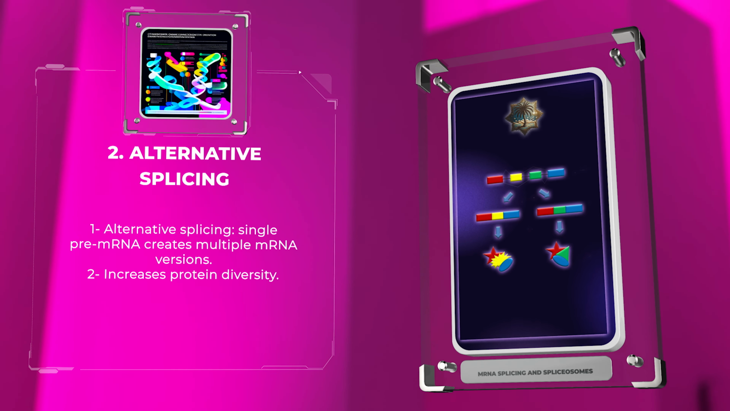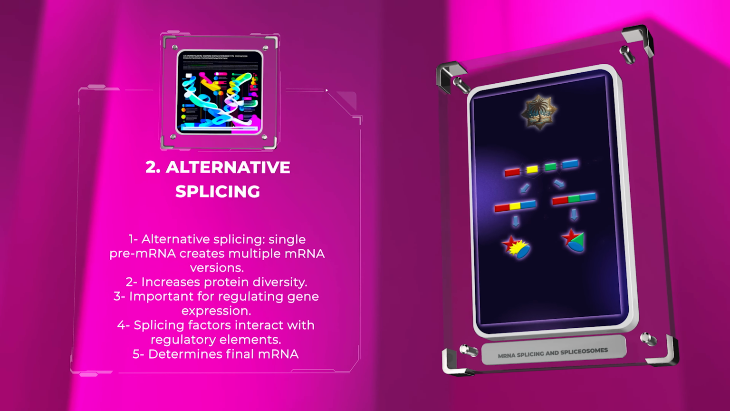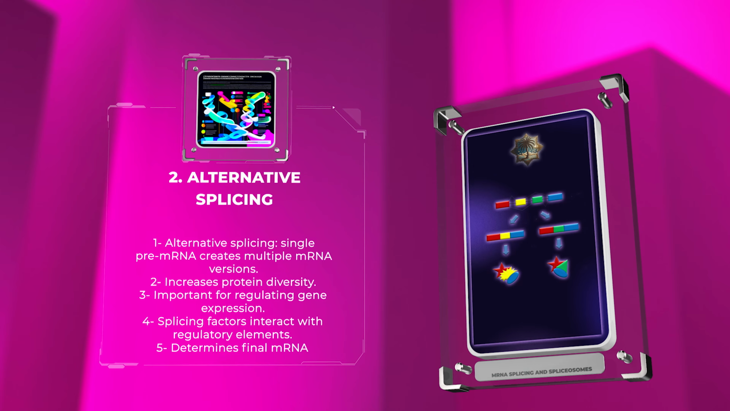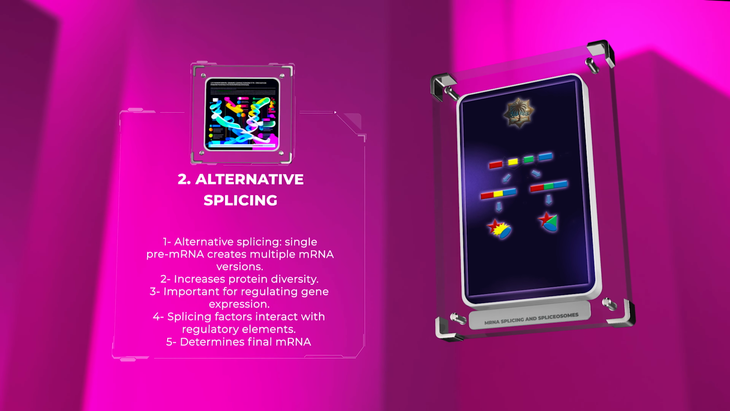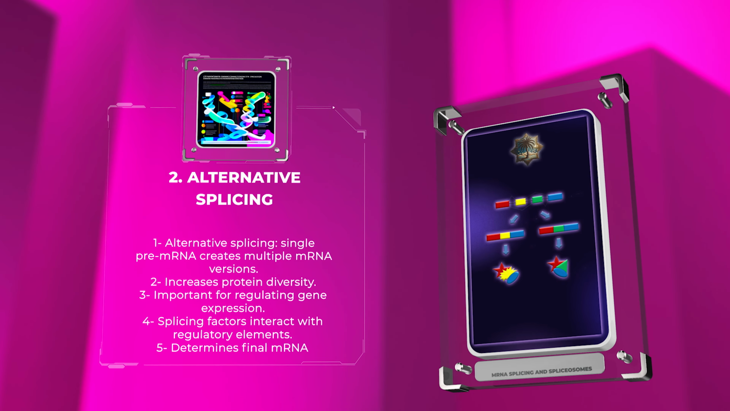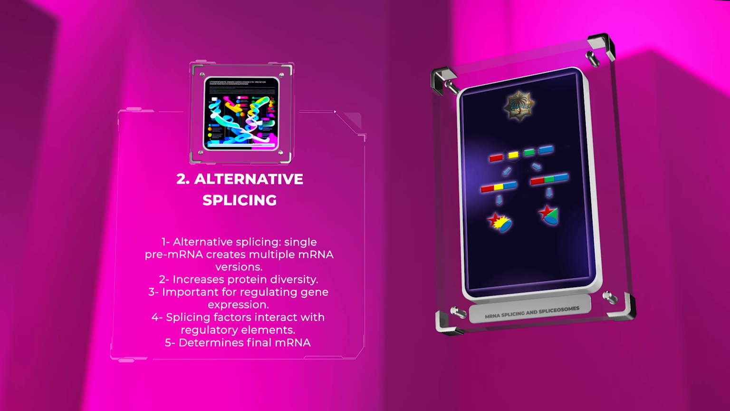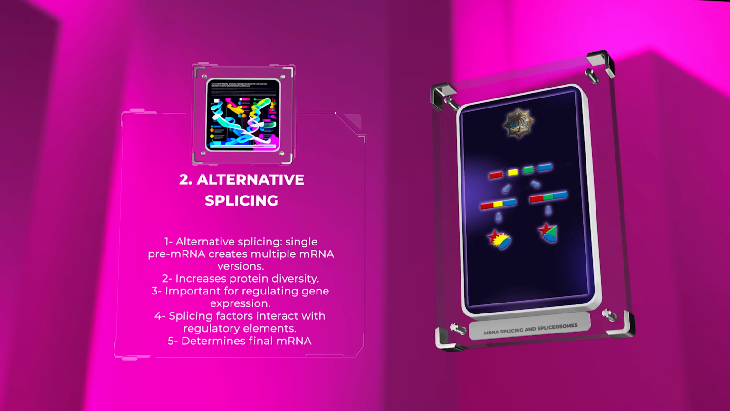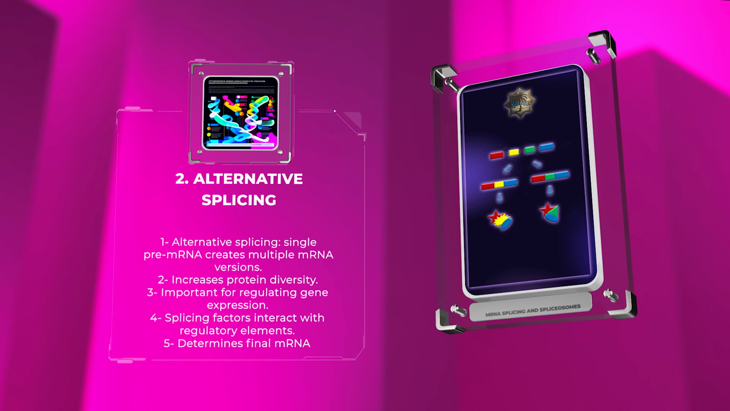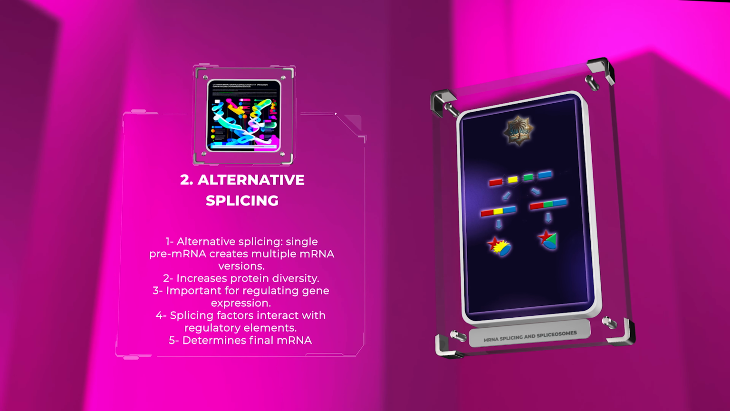Alternative splicing is a process that allows a single pre-mRNA molecule to create multiple mRNA versions with different functions. This increases protein diversity, which is important for regulating gene expression and can affect cellular processes. Splicing factors interact with regulatory elements to control the inclusion or exclusion of specific exons, ultimately determining the final mRNA composition. Studying alternative splicing is crucial for understanding gene regulation and its impact on diseases.